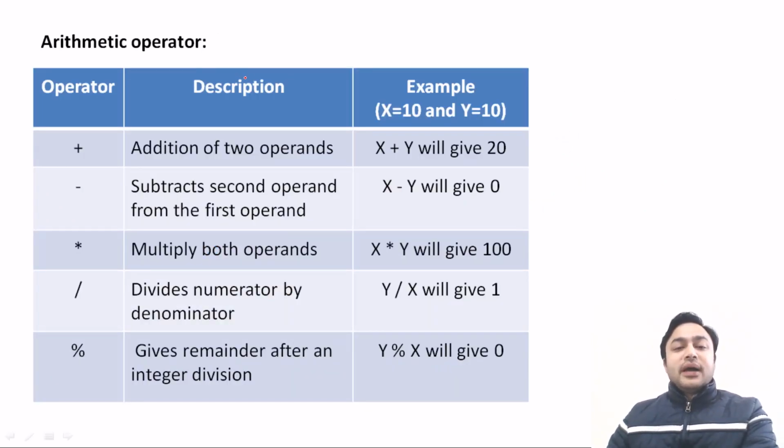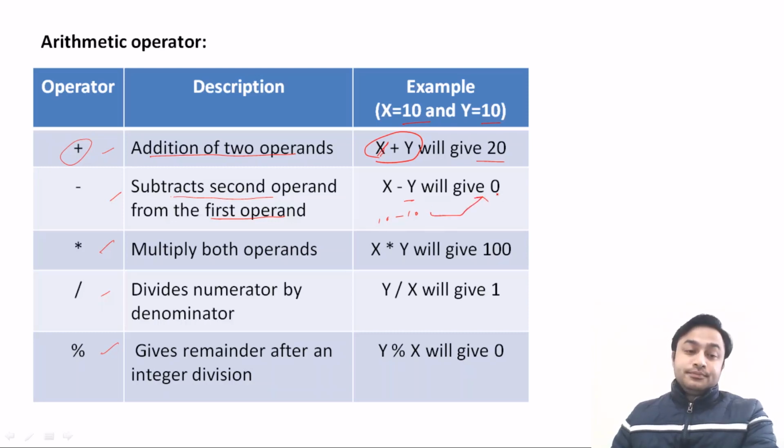Now what are the examples of arithmetic operators, and how can we use them in a program? These are the operators: add, minus, multiplication, division, modulus. The add operator adds two operands or two variable values. For example, the value of x is 10 and the value of y is 10, so it will add these two variables and the final value will be 20. The minus operator will subtract the second operand from the first operand, that is x minus y. Here the y value is 10 and the x value is 10, so 10 minus 10 will give you 0.